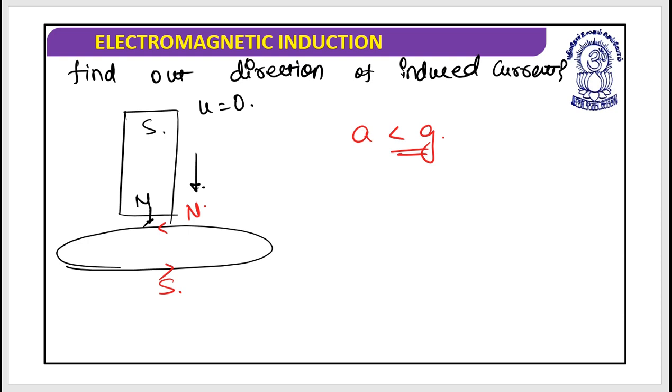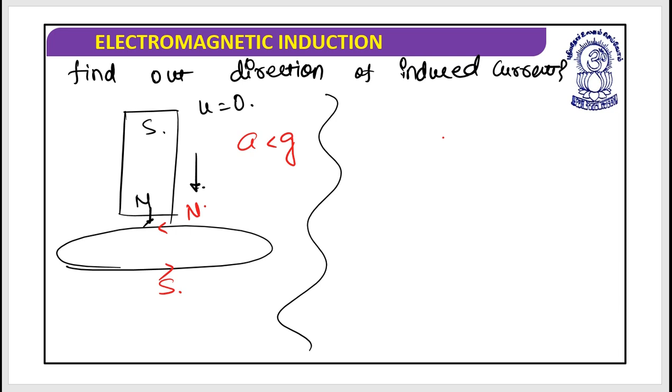Do you understand this? Are you sure? Let me rewrite this. Are you sure? Ready for one more question? Let's have a look. Let's suppose a loop is there, and a magnet is moving like this. It's a south pole, it's a north pole. Now it is moving in the downward direction. So first thing ask your mind, is the flux going to change?